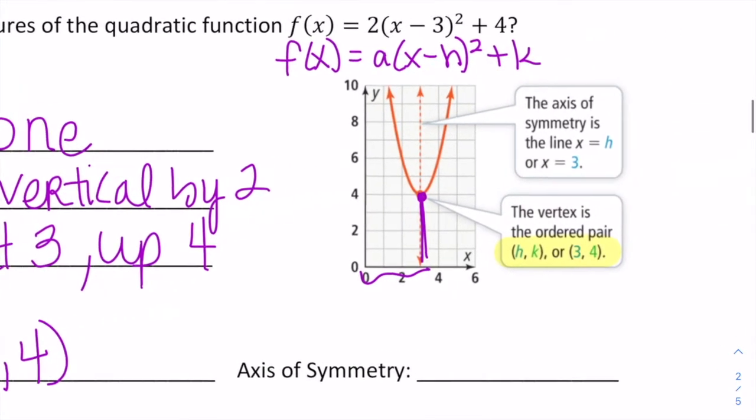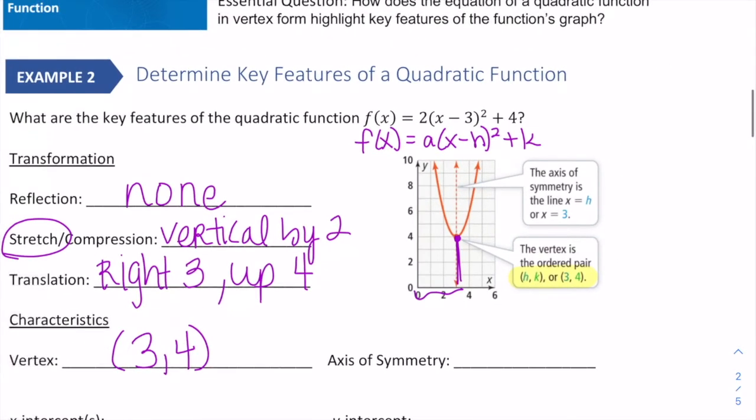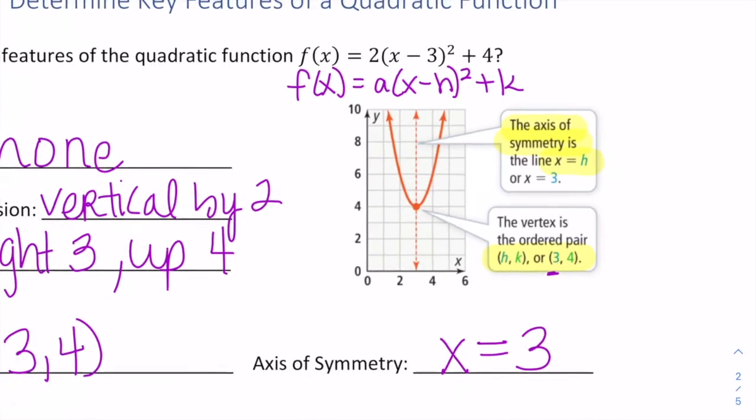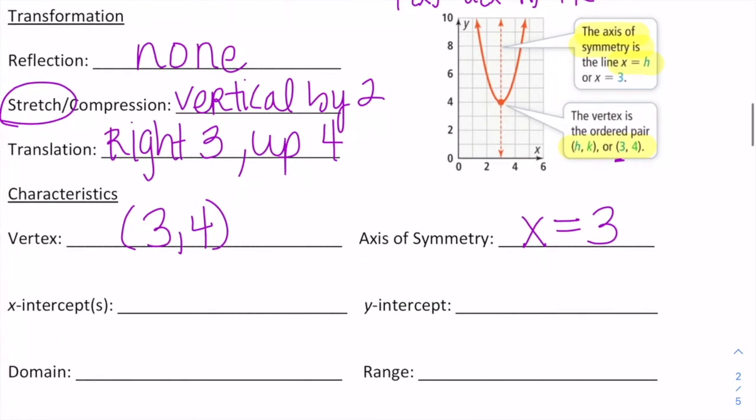Now the parabola is symmetrical, and if we can imagine a line that we fold the parabola along to cut it right in half, that's called the axis of symmetry. The axis of symmetry is always a vertical line, and it's going to match the h value, the 3 in this equation. So this axis of symmetry is x equals 3. Always remember to write this as an equation, x equals a number.